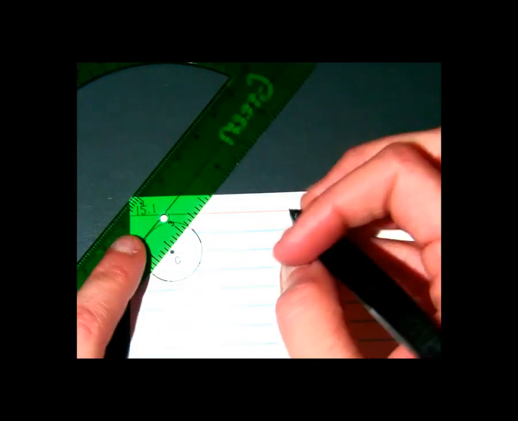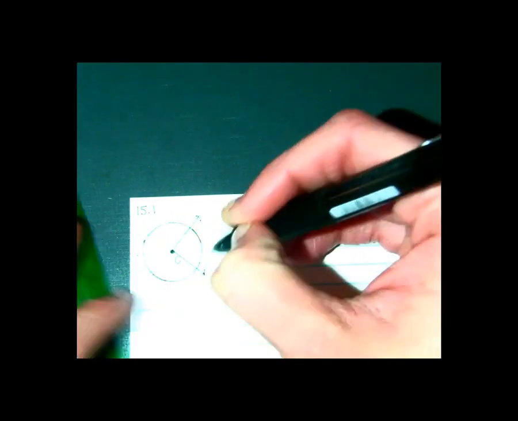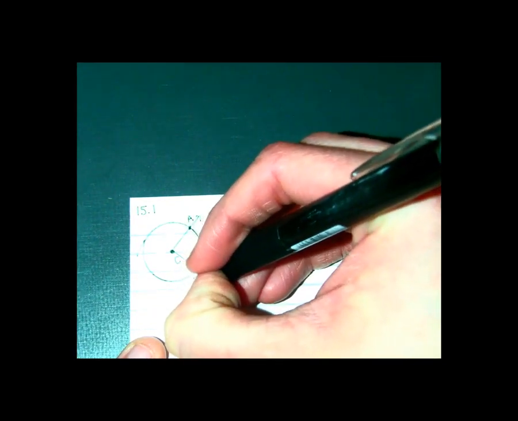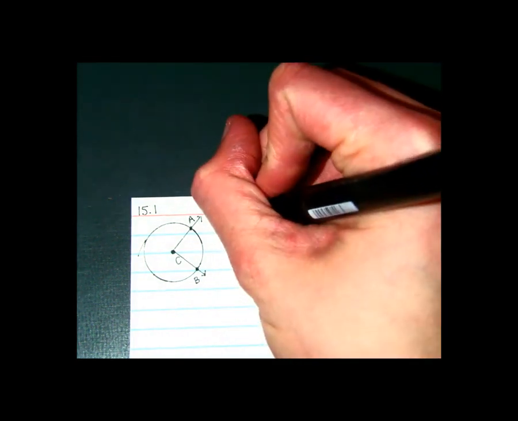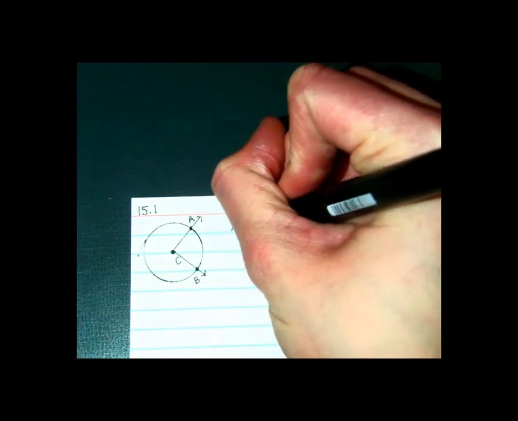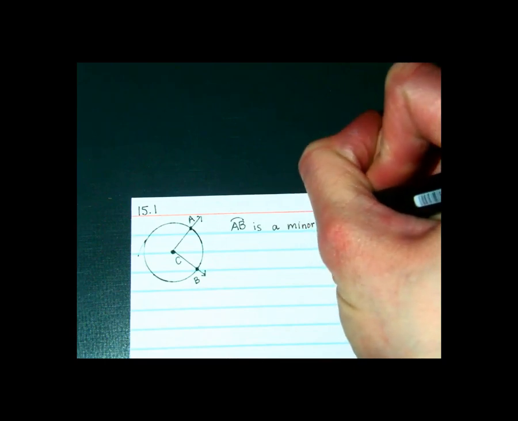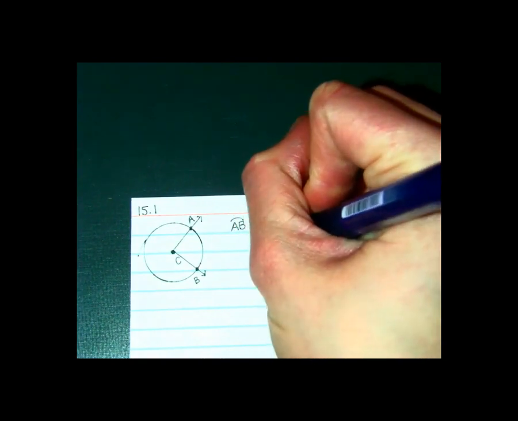Take your straight edge and draw a central angle. And label the points where it touches the circle A and B. C will not always be the center. I just like it for definitions. So AB is a minor arc. Minor arcs are less than 180 degrees.